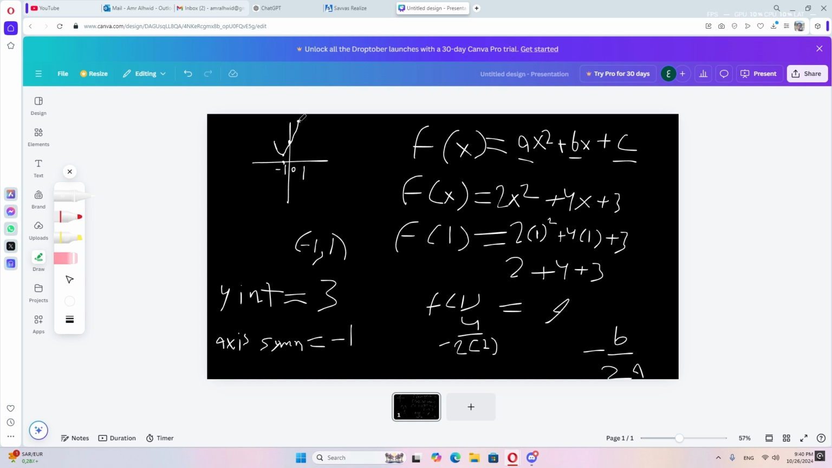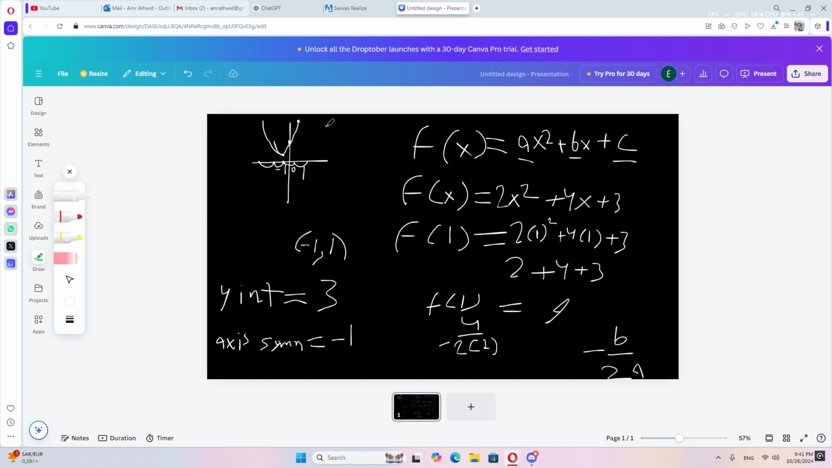So the point is going to be the exact same on the other side. So the y will be 9, but the x will be, instead of 1, negative 2. So here we moved 1, 2, here we move 1, 2. So negative 2 and 9. This is the quadratic function for this formula.